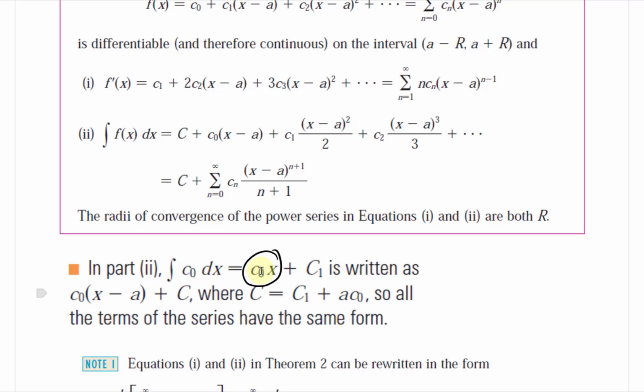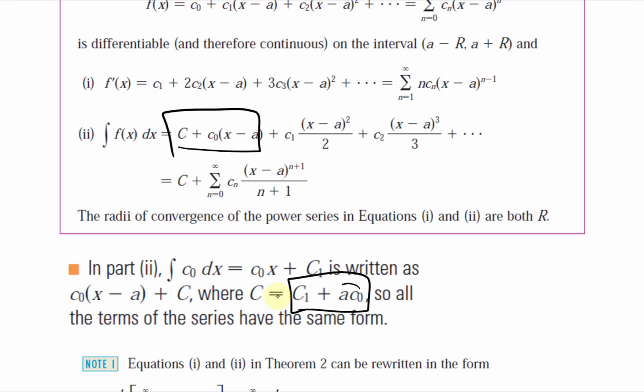Yeah, so the integral of a constant goes to x, and then plus an extra constant, they'll call it c1, is written as, so they wrote it like this: c plus c0 times x minus a. So there's a plus c there, where the c without the subscript is equal to c1 plus a c0. Again, these are just constants, so we're writing the constant this way as a function of the c0 there. This is just so all the terms of the series have the same form, so that you write it as c0 times x minus a. So anyway, that's the first term.